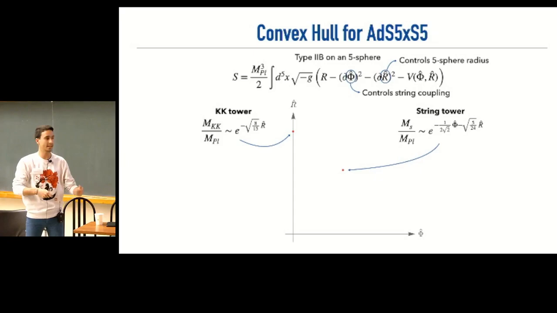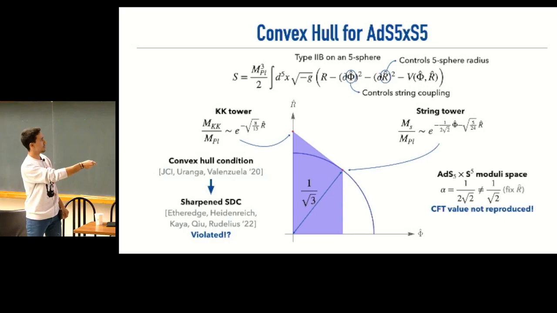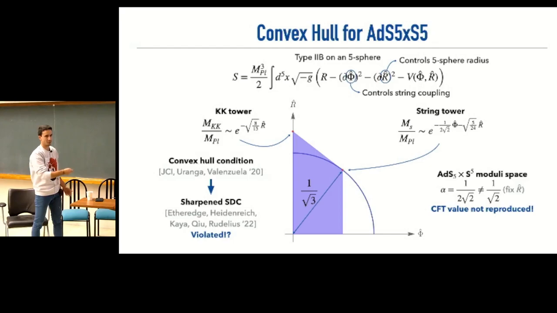So then I can build the convex hull condition and check that the sharpened distance conjecture seems to be violated, which is something you don't like. And not only that, you find that the projection of this point here, because in the moduli space of any specified vacuum, this R is fixed, so I have to take this equal constant. The value that you get is 1 over 2 square root of 2, which is of course not 1 over square root of 2, so you are not even reproducing the value of the series.